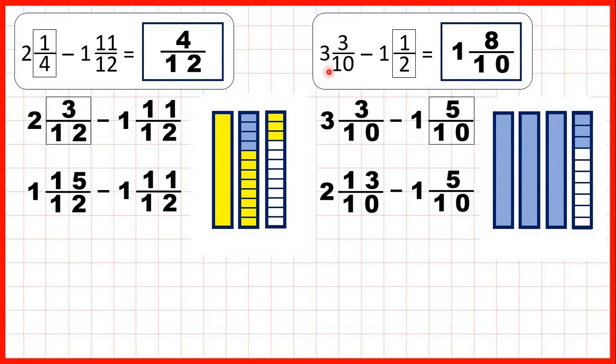Then for this question, we started with 3 and 3/10. We were subtracting 1 and a half, but 1 and a half is the same as 1 and 5/10, and we only had 3/10. So we exchanged one of our wholes for 10 more tenths. That meant that we had 2 wholes and 13/10. So we could take 5/10 away to give us 8/10, and we also needed to subtract 1 whole, and that gave us 1 and 8/10 as our answer.